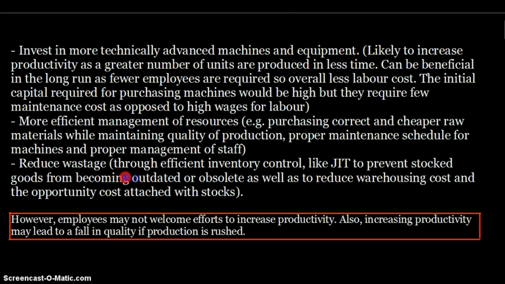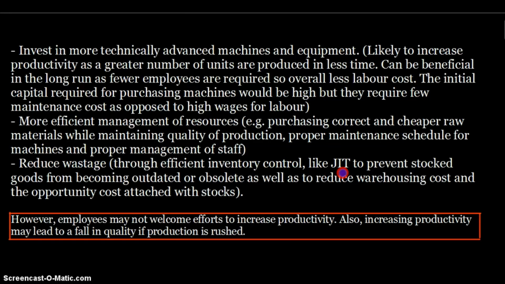Reduce wastage. How can you reduce wastage? It can be done through efficient inventory control, like the JIT method. JIT is just in time inventory method. We're going to talk about that in the later part of the chapter. This is the third chapter of operations management, which is inventory control. So we're going to have a detailed discussion about JIT in that particular chapter. Over here, I can just give you a brief overview of what JIT is.